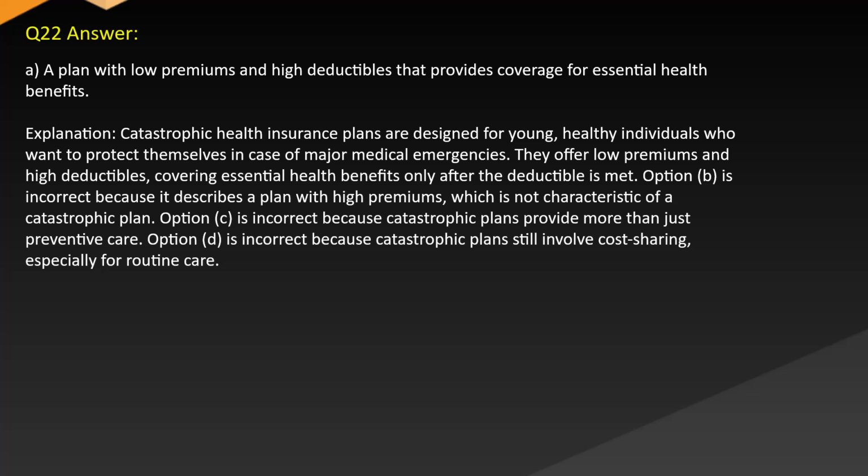Option B is incorrect because it describes a plan with high premiums, which is not characteristic of a catastrophic plan. Option C is incorrect because catastrophic plans provide more than just preventive care. Option D is incorrect because catastrophic plans still involve cost sharing, especially for routine care.